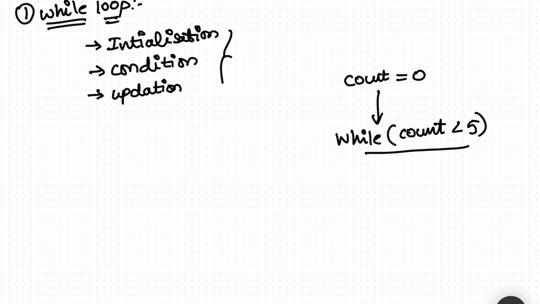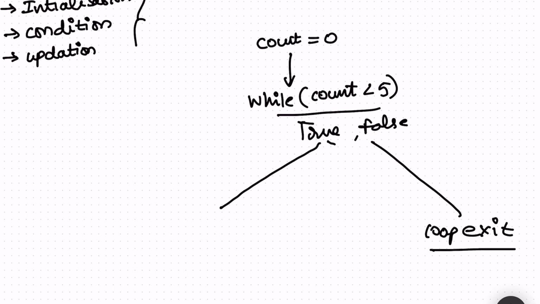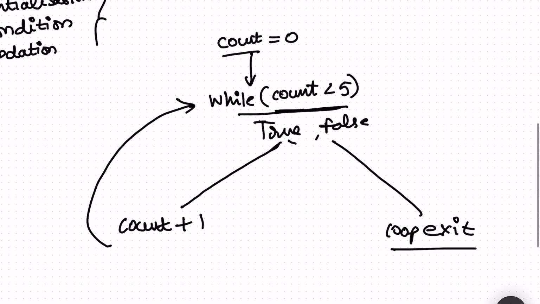And if this is true, then this block of code will execute. And if the condition is false, then the loop will exit there itself, right? So if this condition is true, the count value is less than 5, then what you have to do, you need to update the count value again to go back to this while loop and execute this condition again by this updated count value.